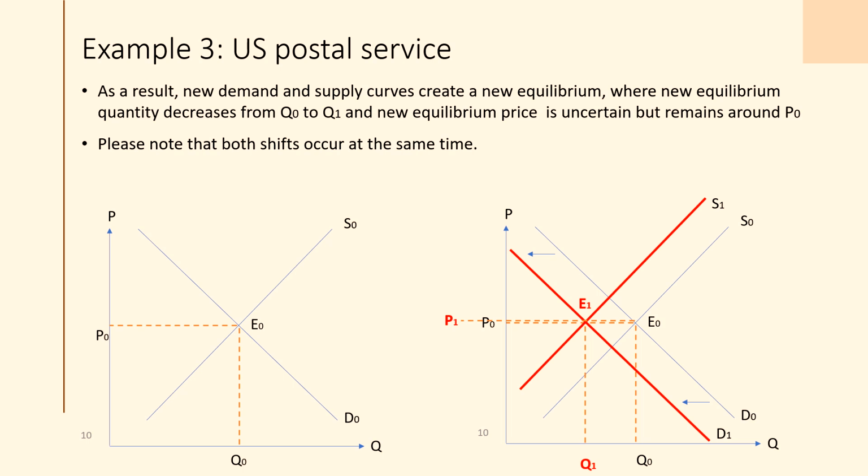Now let's combine both effects. When both demand and supply decrease, the result becomes less predictable. We can clearly say that quantity decreases from Q0 to Q1. However, the effect on price is uncertain. Price could increase, decrease, or remain roughly the same, depending on which shift is stronger. In this case, the slide suggests that the price remains around P0.